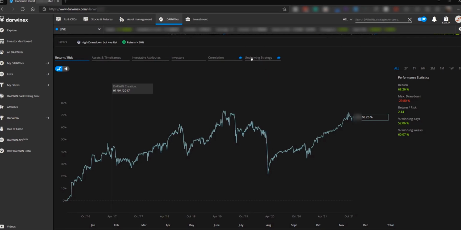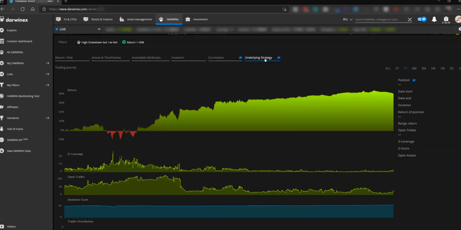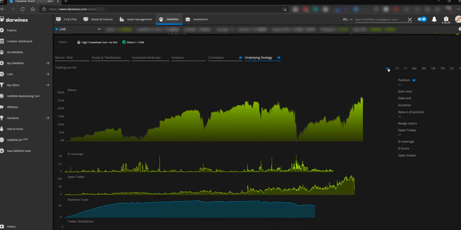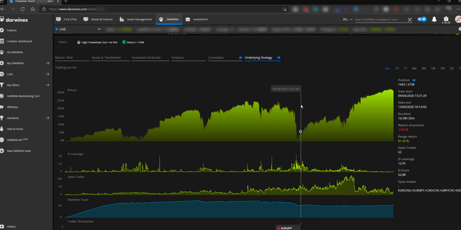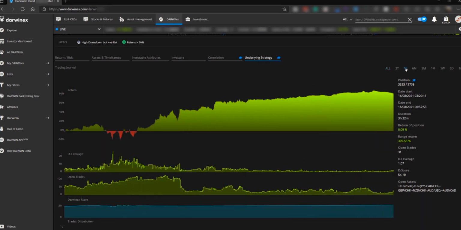But by choosing the underlying strategy tab here, we can look at the raw strategy of the trader's account itself. And if we just select all here to look at the entire time frame, this is what the curve looks like. So the first thing that you notice is that here the drawdowns are even more severe than on the risk-adjusted Darwin. But for now, let's just go back and look at the most recent year of data, because there's been a significant change in behaviour of the trader during this time.